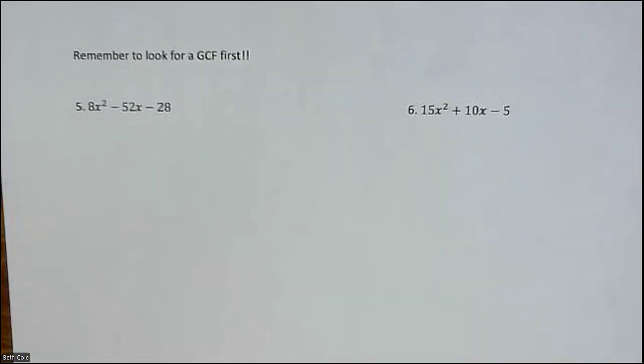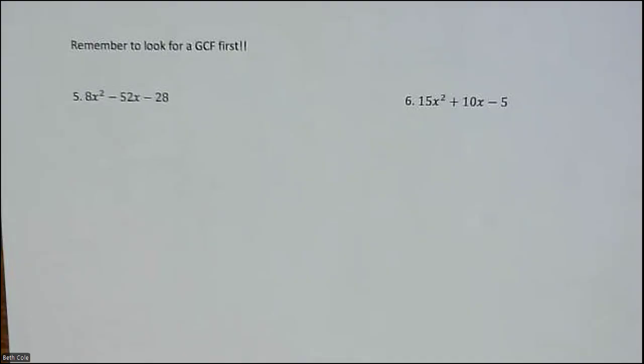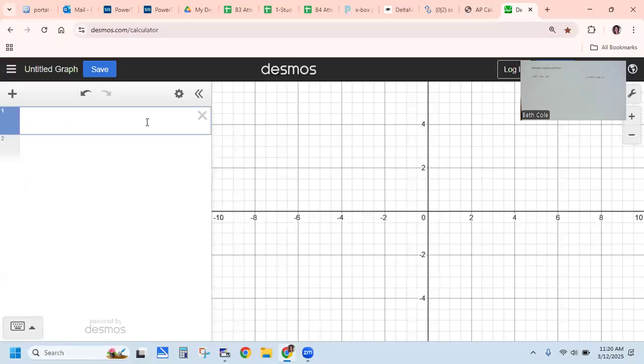So when you look at these three, 8, 52, 28, you need to come up with a number that goes into all of them. Look up here and I'll remind you how to type it in the calculator. GCF and then the numbers. So it's 8, 52, 28. All right, do you see how it's 4?